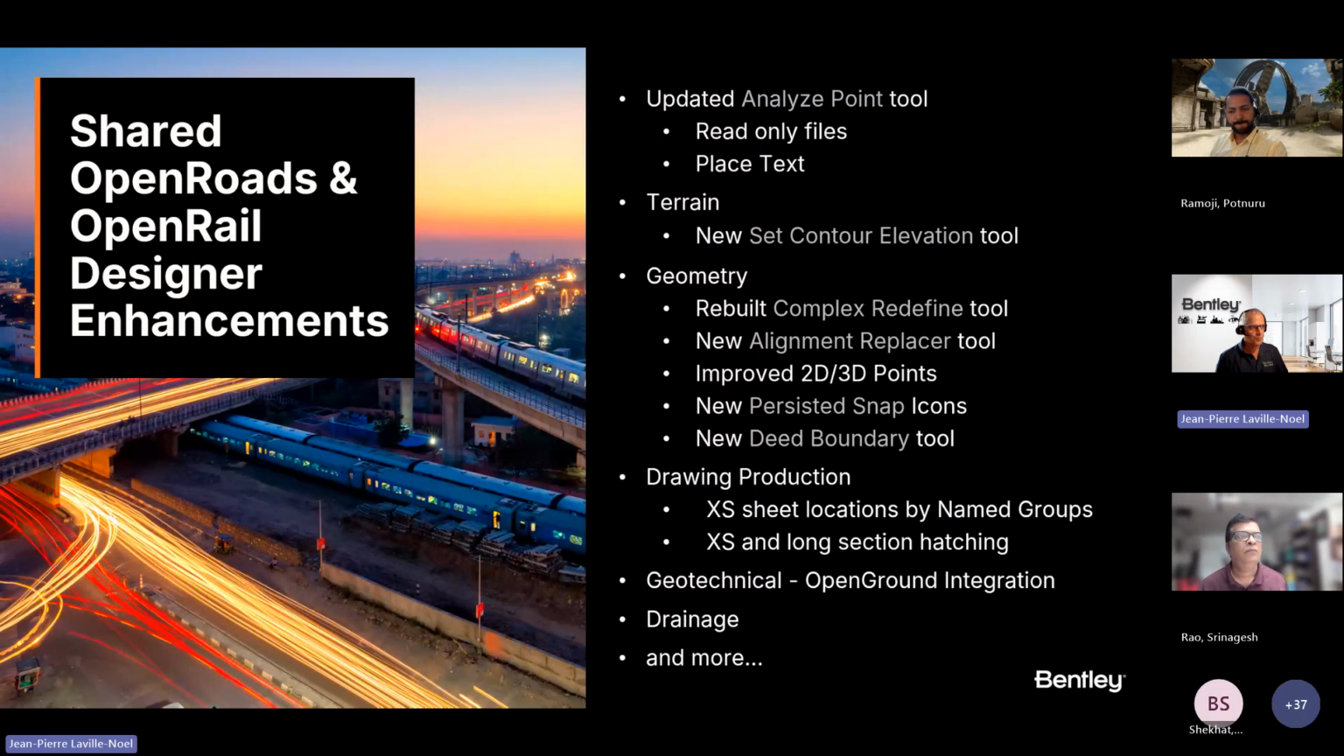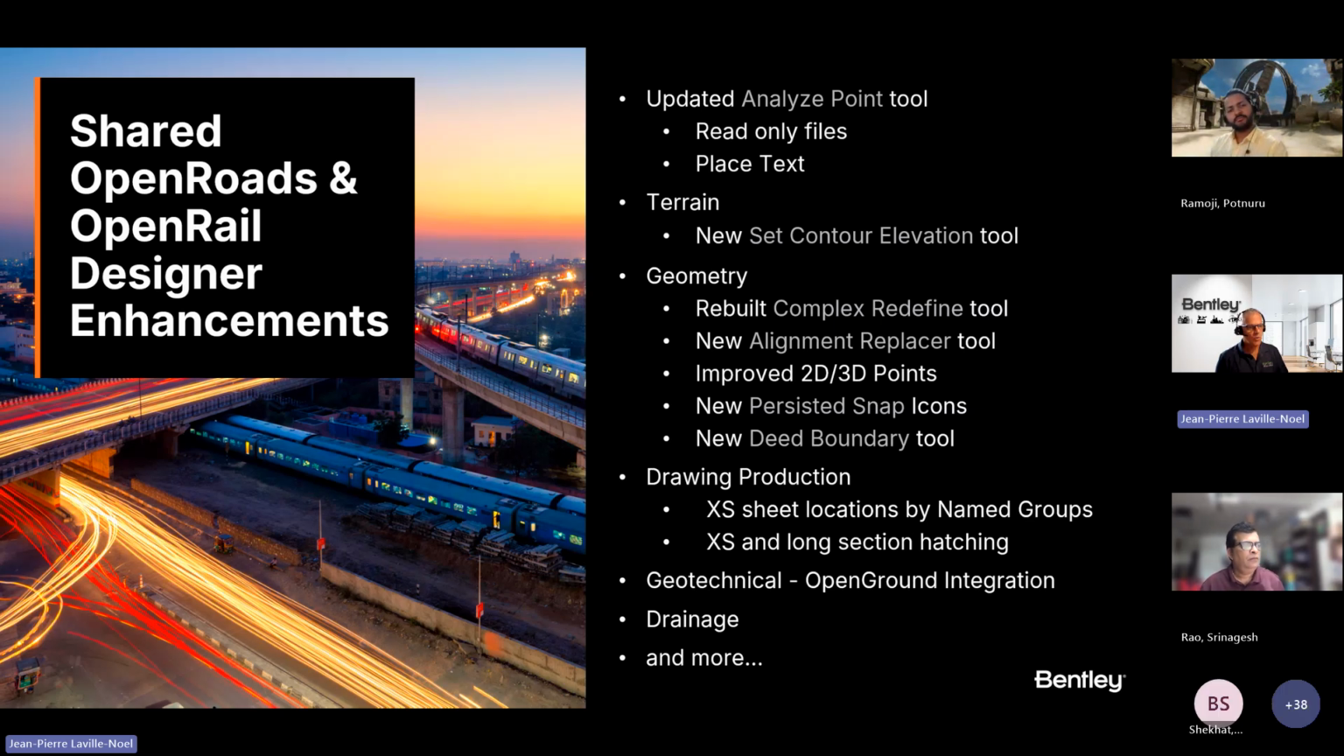The same for OpenRoads. We have common tools coming, like the analyze point tool, being able to use this tool on read-only files. That's quite useful. And being able to place text when using the analyze point tool. A new tool in the terrain to set contour elevation. So if you're getting some drawings from DGN or DWG and you've got contours and you have to create a 3D terrain model from those contours that are in 2D only, now we have this tool to speed up building the elevation on that.